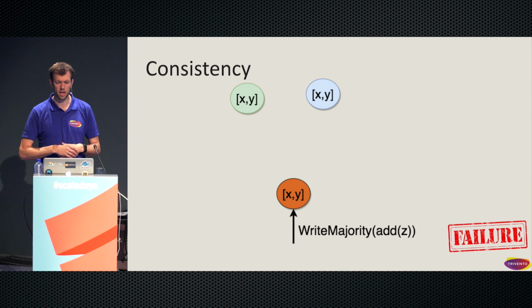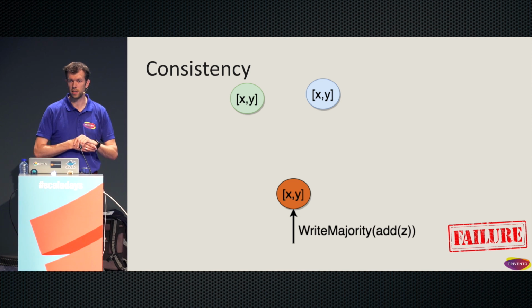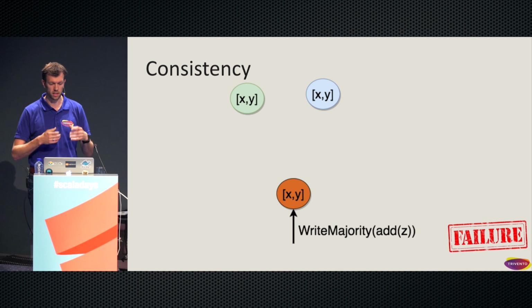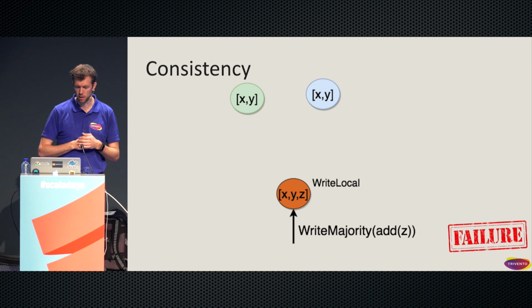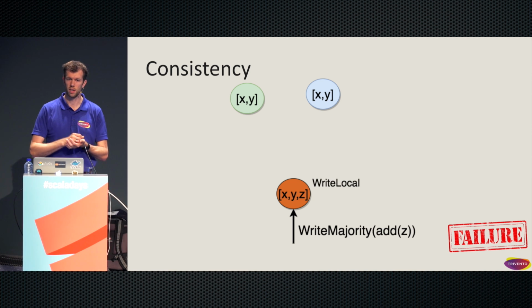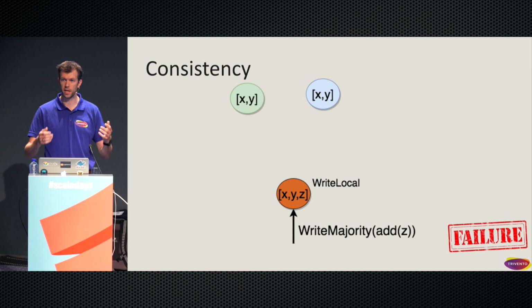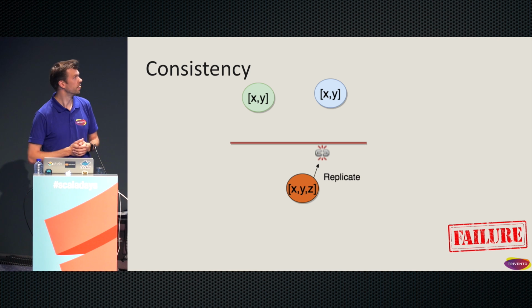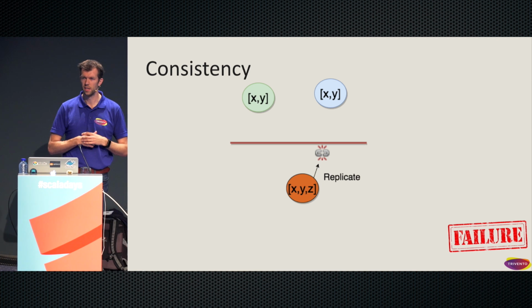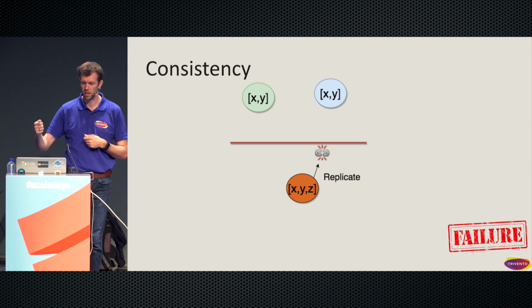So imagine that I have this 3-node cluster. And in the current set, I have X and Y. And I say write to a majority and add Z to the set. So what will happen is that it will first apply Z to the local set. It will put it in my local set so it's there. And then it will start propagating that to other nodes. But hey, I have a network partition. So even though I tried to replicate this information, it didn't work. So it failed.